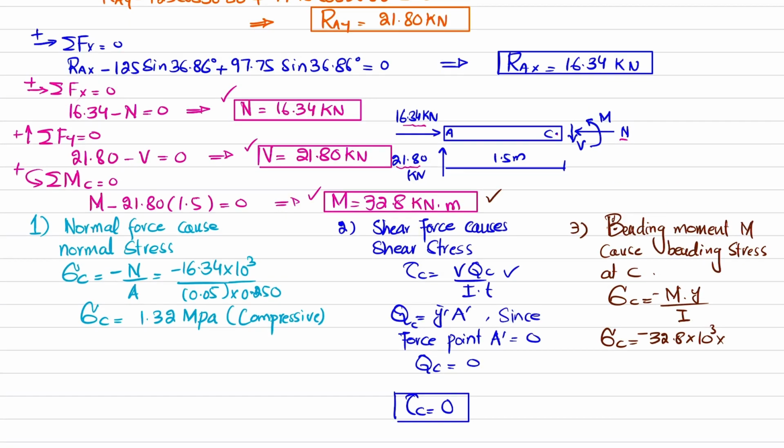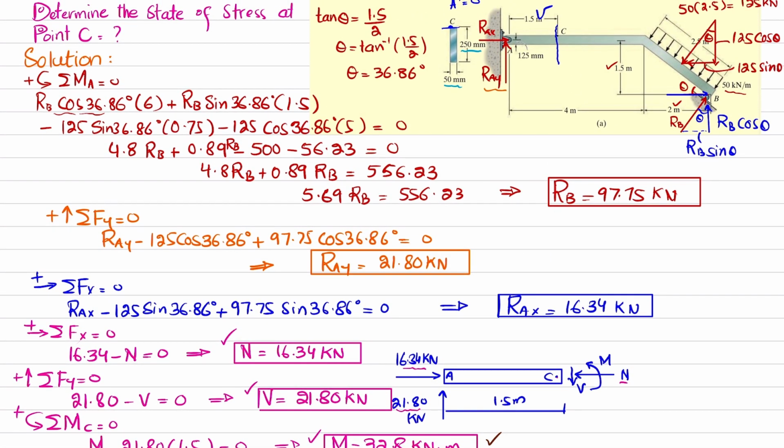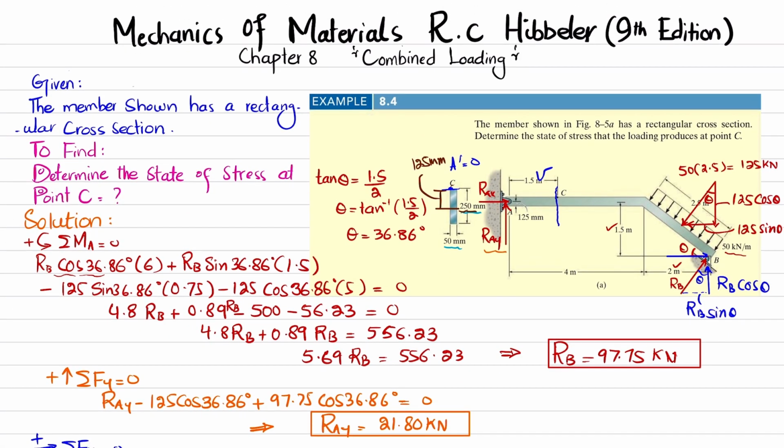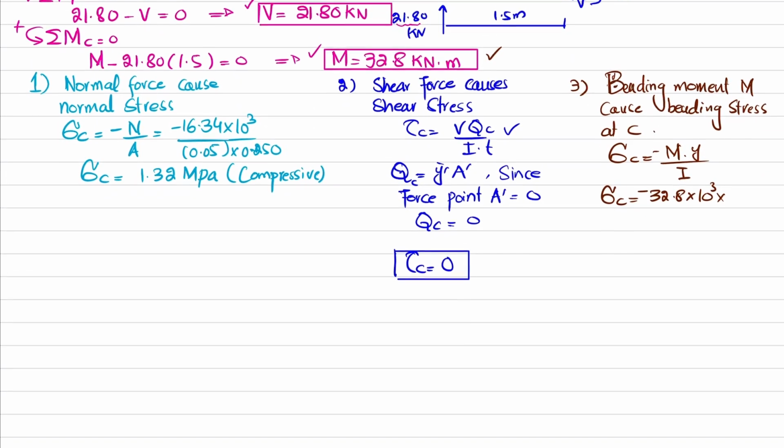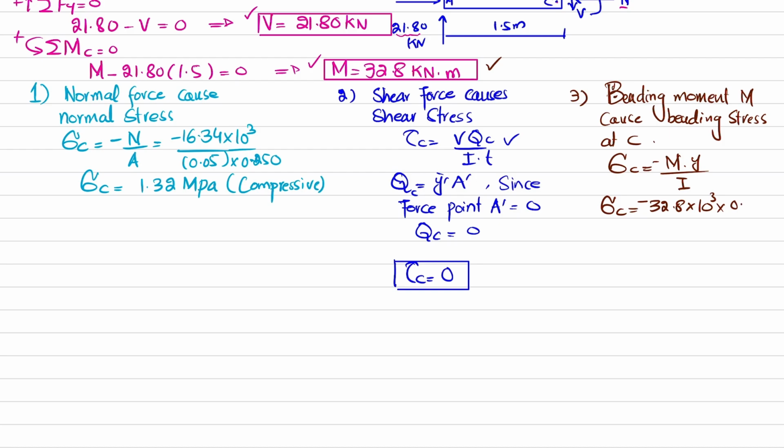Y is distance from neutral axis. So this is rectangular 250. So its neutral axis, our centroidal axis will be at the half. So this is 125 millimeter. So in meter, this will be equal to 0.125. So Y is equal to C. This is your point C. Clear? So I will write Y will be equal to 0.125 divided by I.